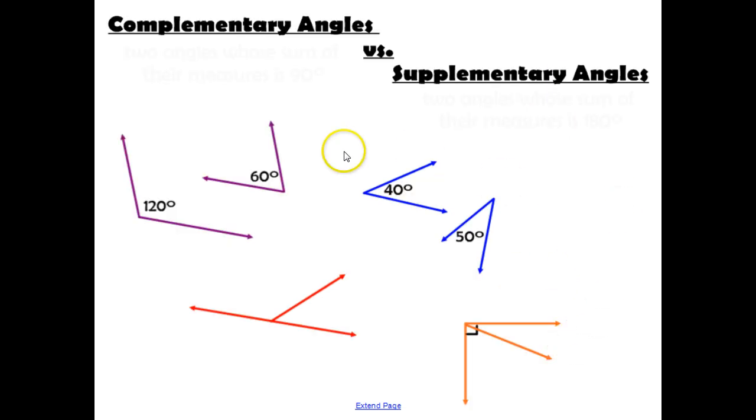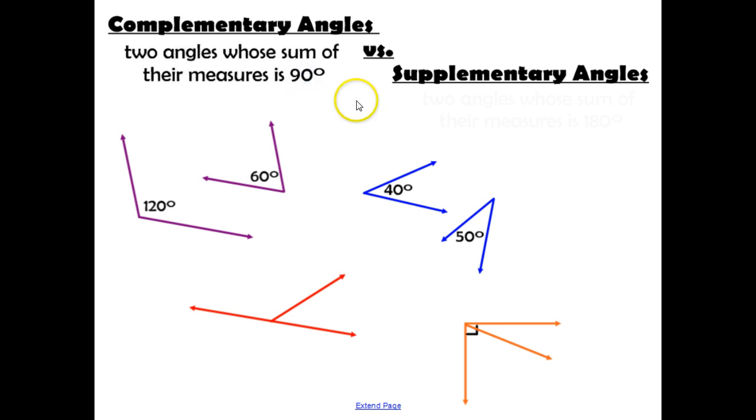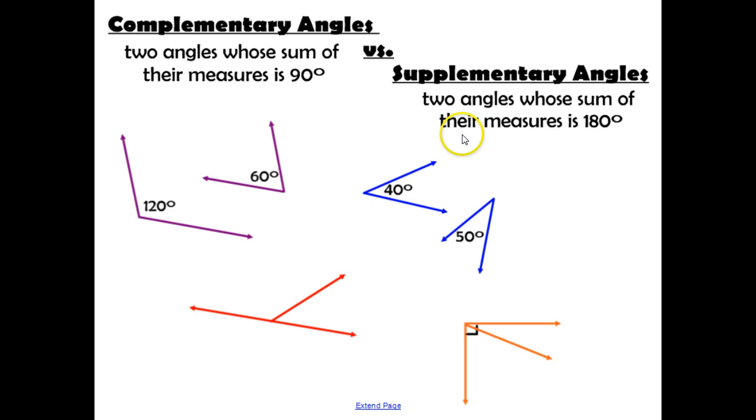Next, we want to talk about complementary angles versus supplementary angles. Now, you should have learned what these were before, so this should be just a little review. But complementary angles are two angles whose sum of their measures is 90 degrees. So you have two angles that add up to equal 90 degrees. Supplementary angles are two angles that add up to make 180 degrees.